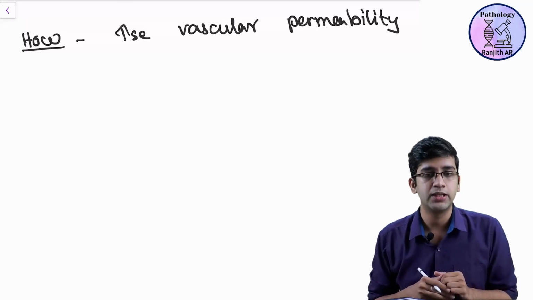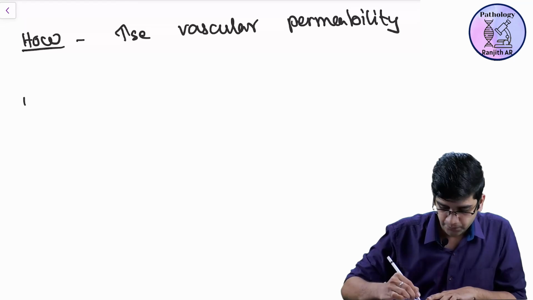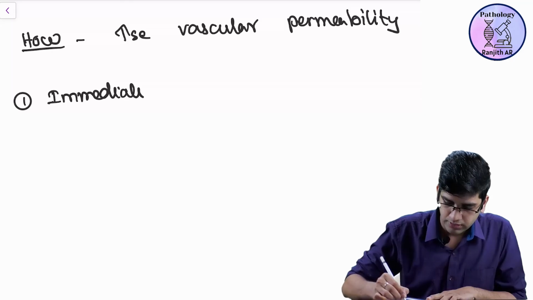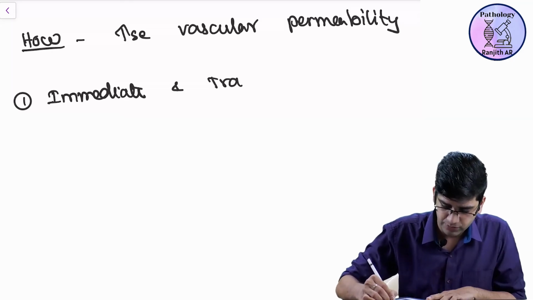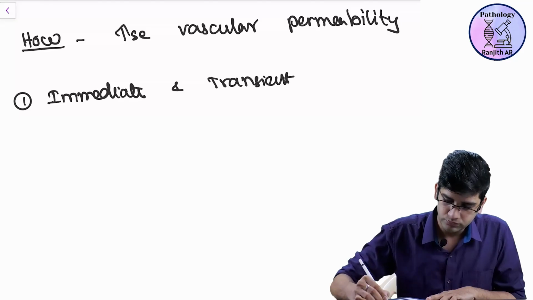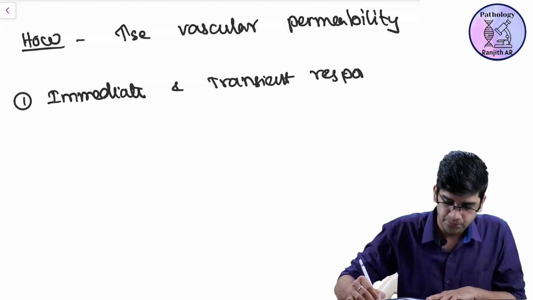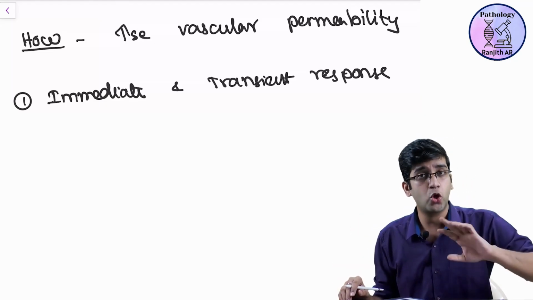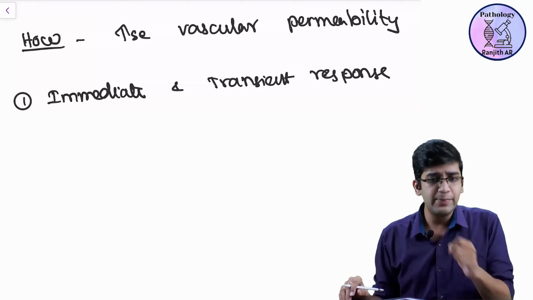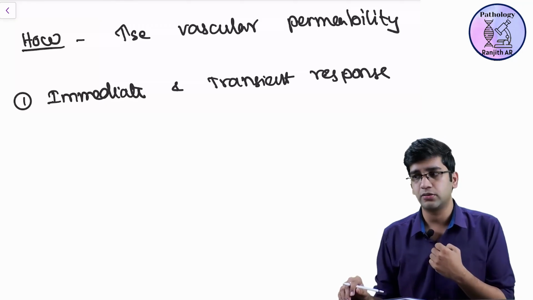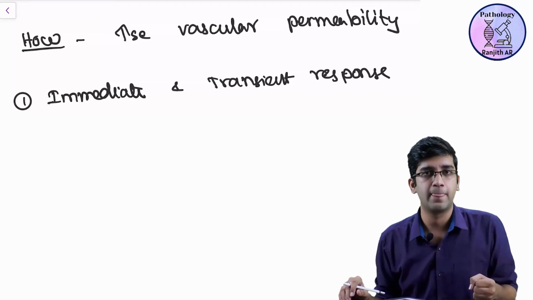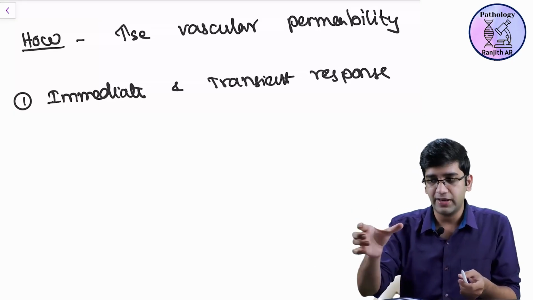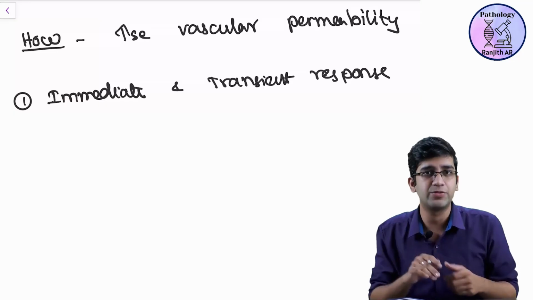The first one, I'm going to call it an immediate and transient response. For all of these responses, I'm going to give you a practical scenario which all of you can relate to. The immediate and transient response is like a hot coffee spill. You get a coffee from your mom or dad. When you take it, suddenly it tumbles and you have a spill.